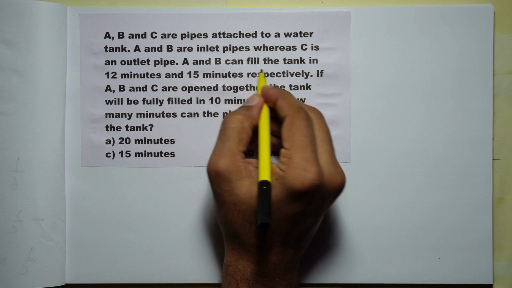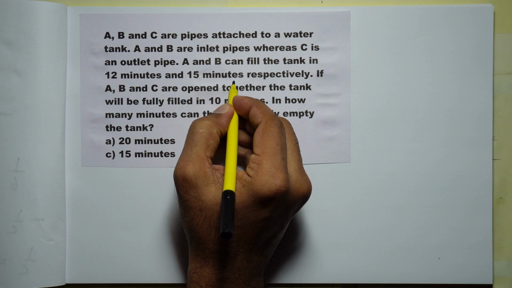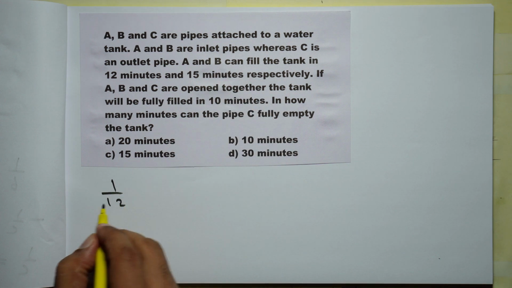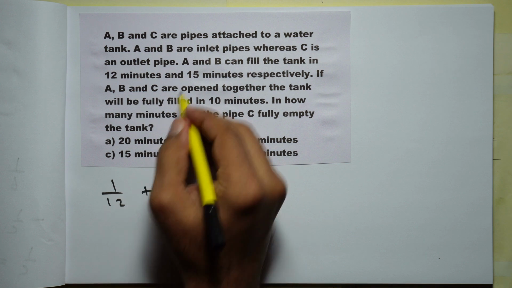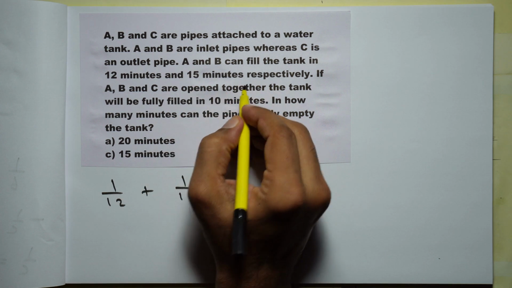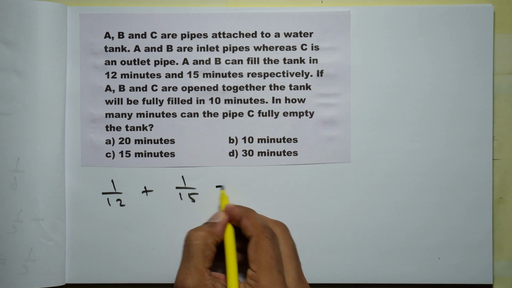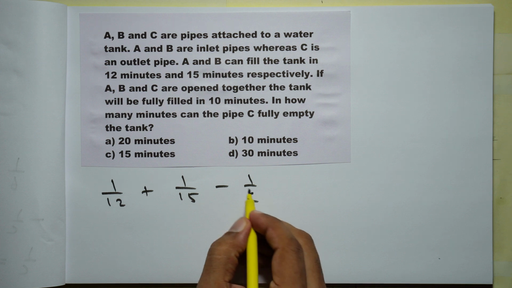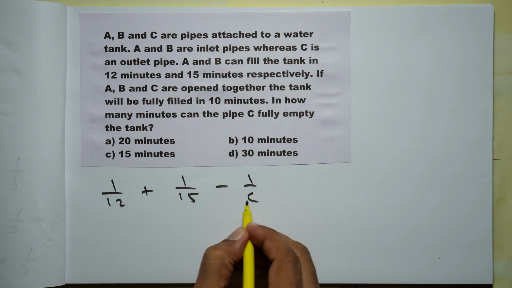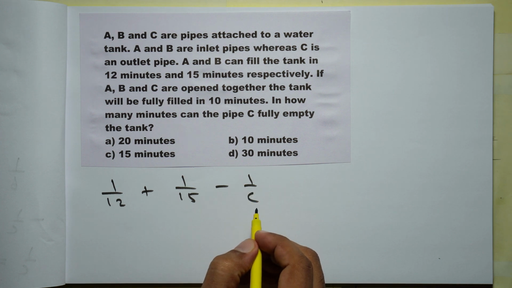Now A and B are filled pipes and they can fill it in 12 minutes and 15 minutes respectively. So A will fill 1/12 of the tank in 1 minute and B will fill 1/15 of the tank. C is an emptying pipe. So we will assume that every minute it can empty 1/C part of the tank. That is, it can be fully emptied by the pipe C in C minutes. So every minute it will empty 1/C part of the tank.